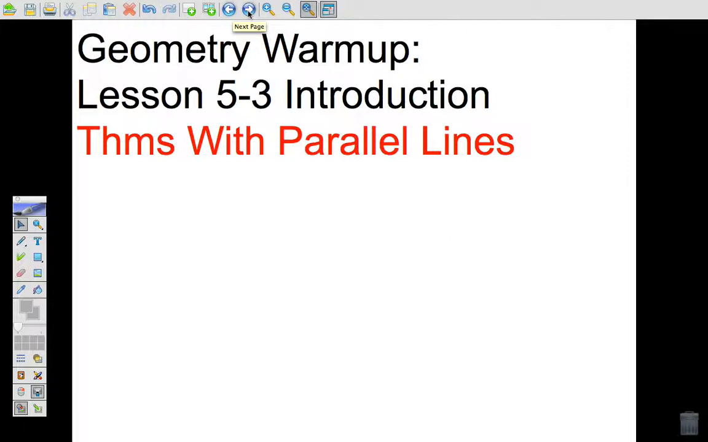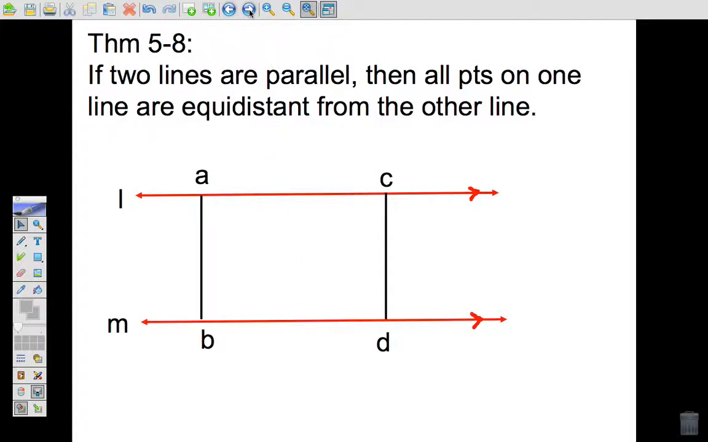All right, continuing with Chapter 5, the topic that we're going to talk about today is called Theorems with Parallel Lines. Remember the sections leading up to this section, we've talked about parallelograms, and then we talked about ways we can prove that quadrilaterals are parallelograms. Now here we're going to kind of incorporate that with parallel lines.